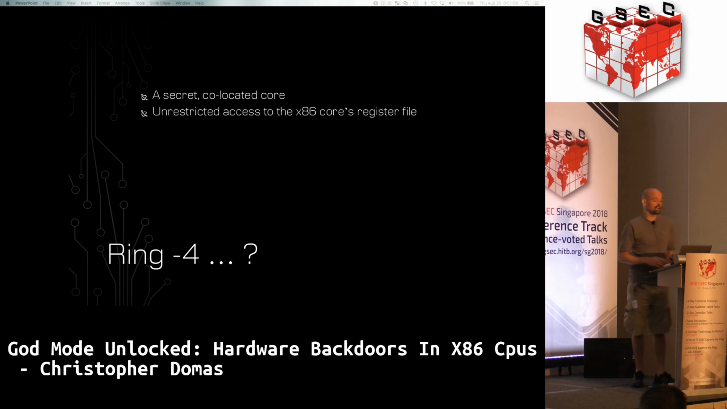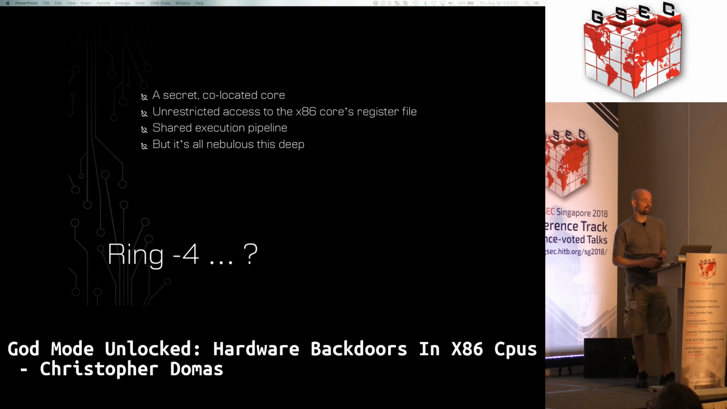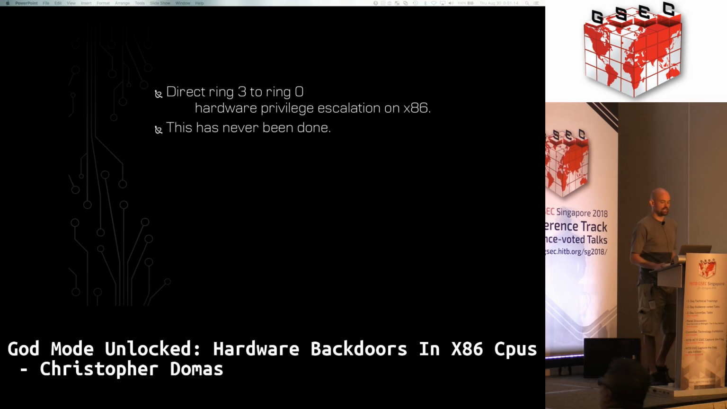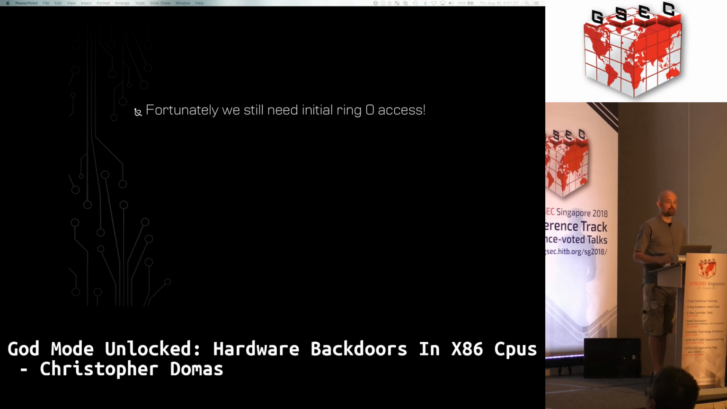For example, from this deeply embedded core, we have unrestricted access to the x86 core's register file. We've got a shared execution pipeline. But at this point, like I said, it's nebulous, and the point's moot whether or not this is any more powerful than what we've seen before. But at the end of the day, this does give us direct ring 3 to ring 0 hardware privilege escalation on x86, which to my knowledge has never publicly been done before. Fortunately, we should still need ring 0 access in order to activate this whole thing to begin with.